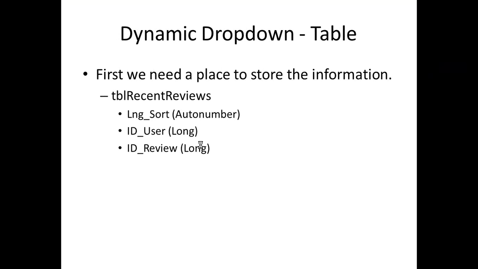First, we need a place to store the information. To create a dynamic dropdown, I want a table that can store this. I use a table, call it GBL recent reviews. It has a sort, which is just an auto number. I simply use this so that as records are added to the table, I can sort on the auto number to get the last 8 records for each user. I have the user ID and the review they opened.